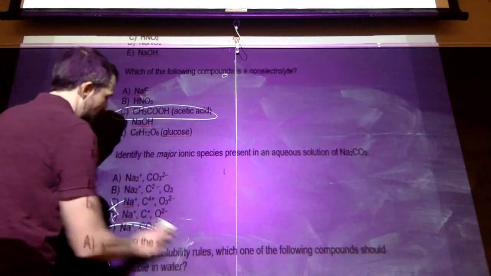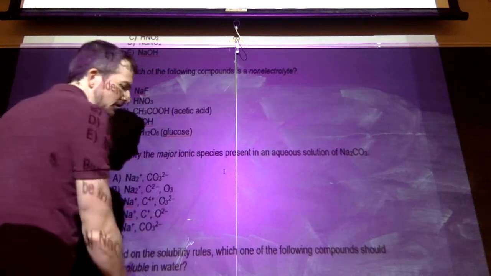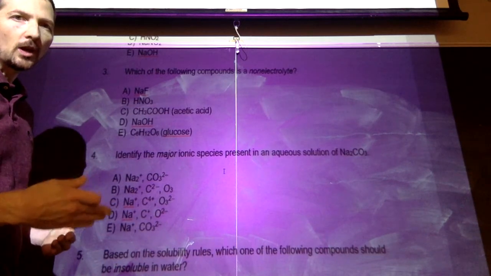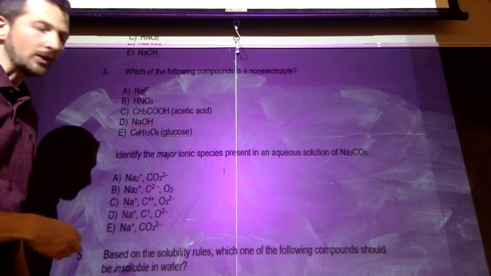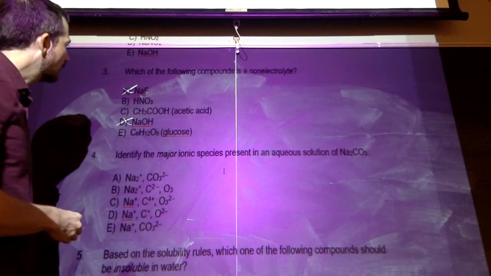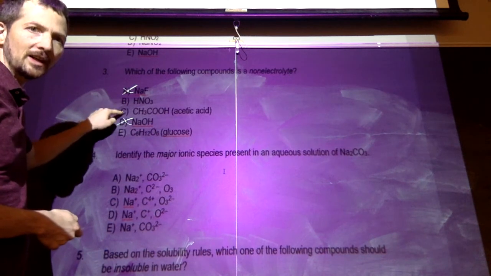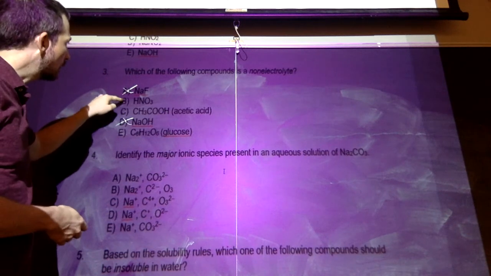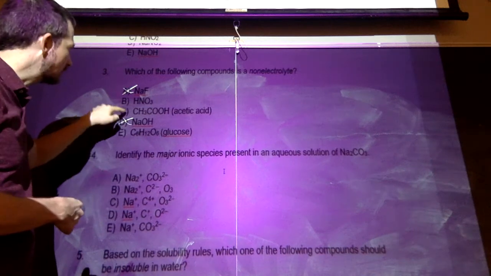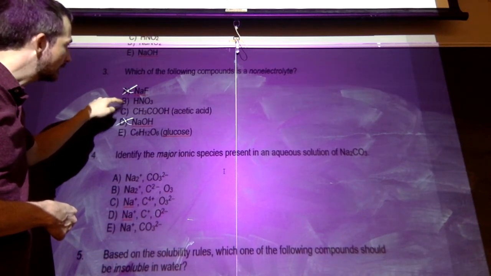Next one is, which of the following compounds is a non-electrolyte? So same process here. If it has a metal and non-metal, it's going to be a strong electrolyte, dissociate completely. So I know it can't be those two. Now the other ones, here I have a strong acid, HNO3, and I have a weak acid, acetic acid. Well, those are both acidic, so a strong acid, 100% dissociation. So it'd be a strong electrolyte.